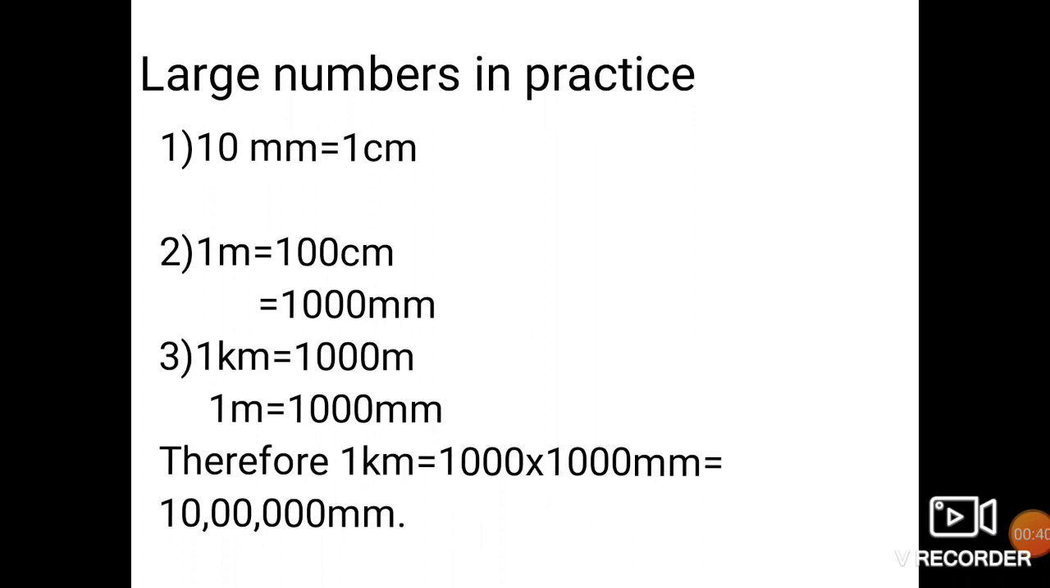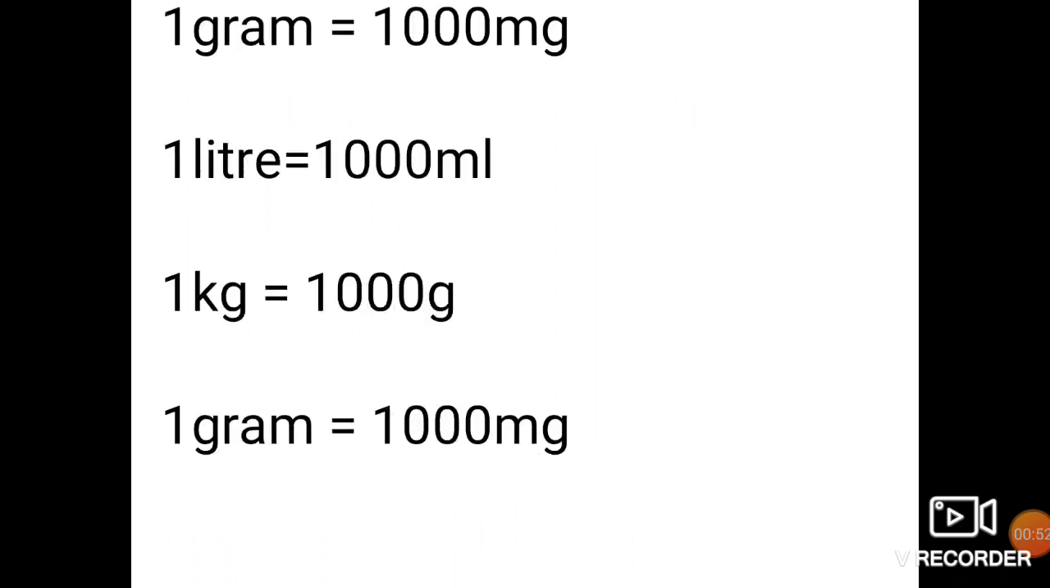How many millimeters make 1 kilometer? Since 1 meter is equal to 1000 millimeter, 1 kilometer is equal to 1000 into 1000 millimeter. That is 10 lakh millimeter.